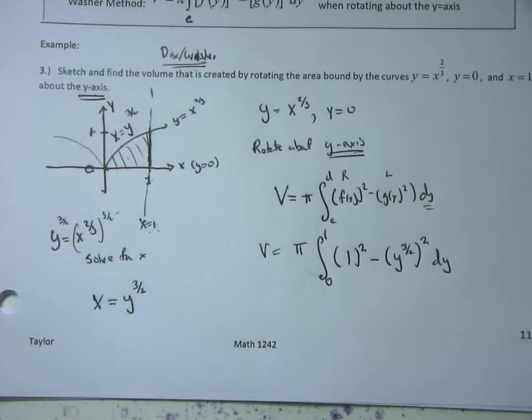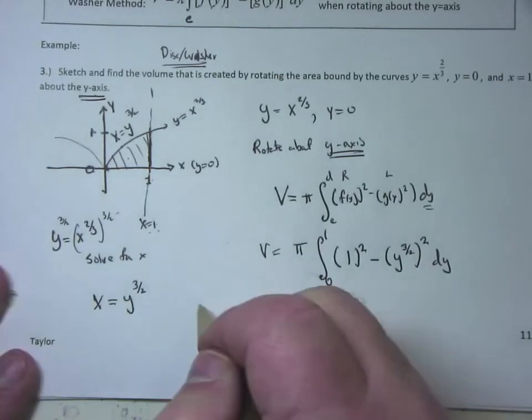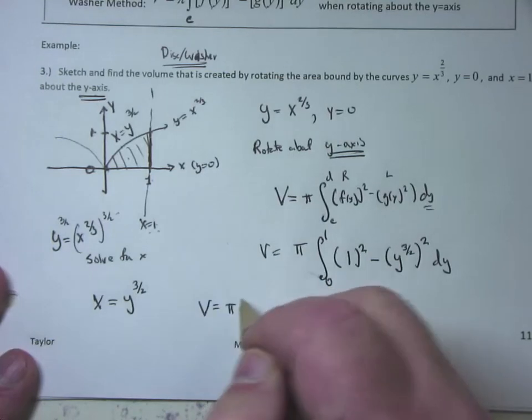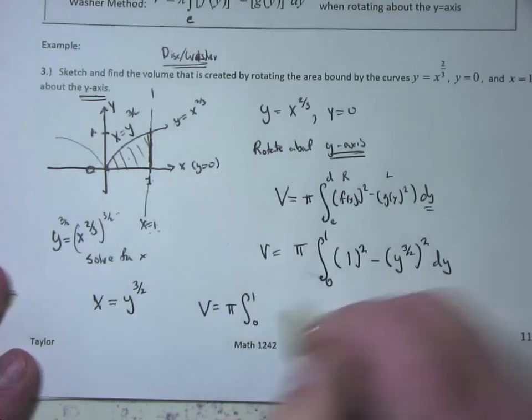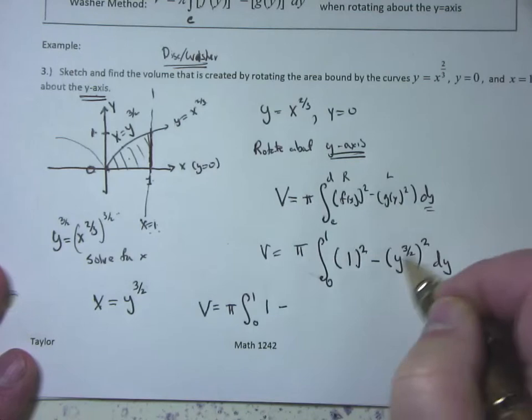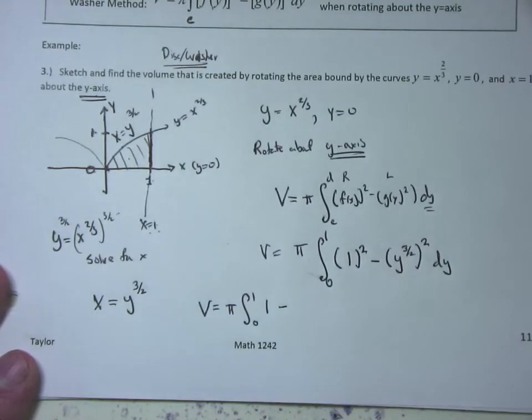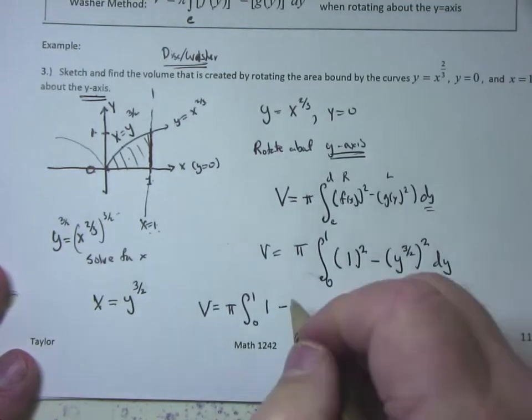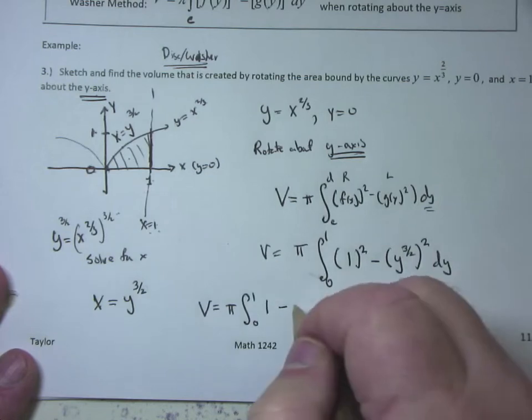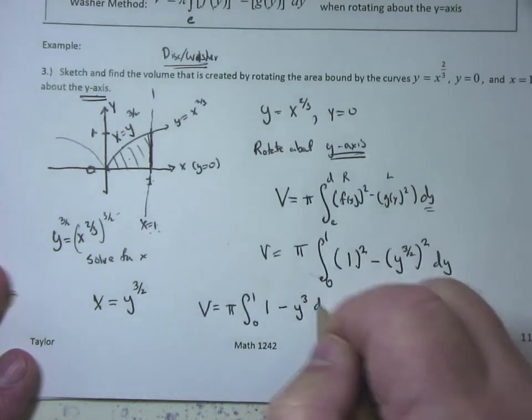Now, for this one, just because it's good practice, I'm going to make you integrate this one by hand. To integrate this by hand, first thing you're going to do is clean it up. Volume equals pi times the integral from 0 to 1 of 1 squared, which is 1, minus y to the 3/2 squared. A power to a power, what do you do with the powers? Multiply. 3/2 times 2 is y cubed, dy.